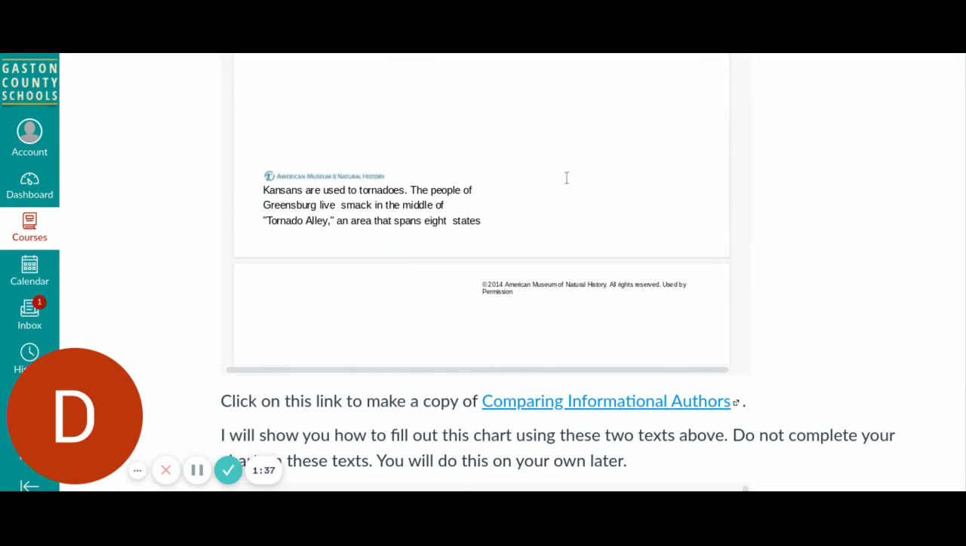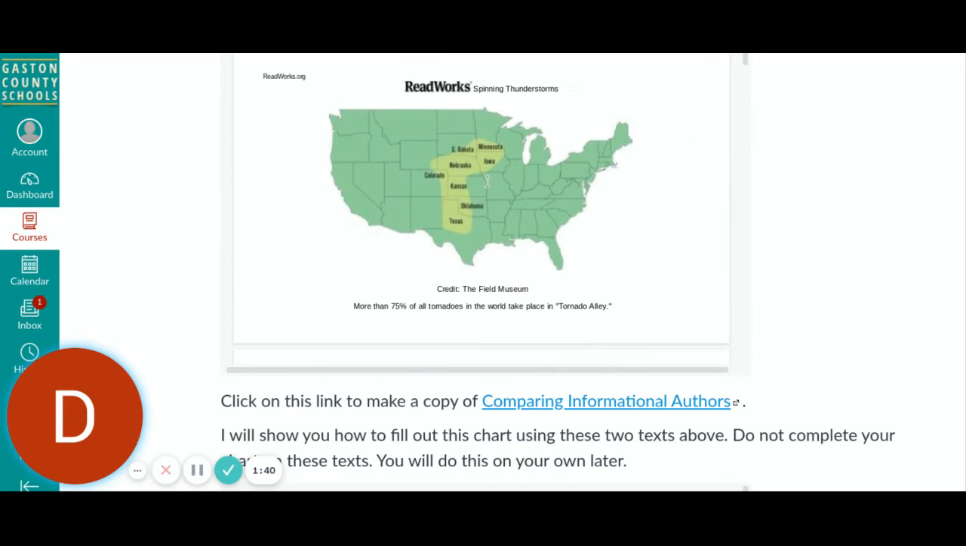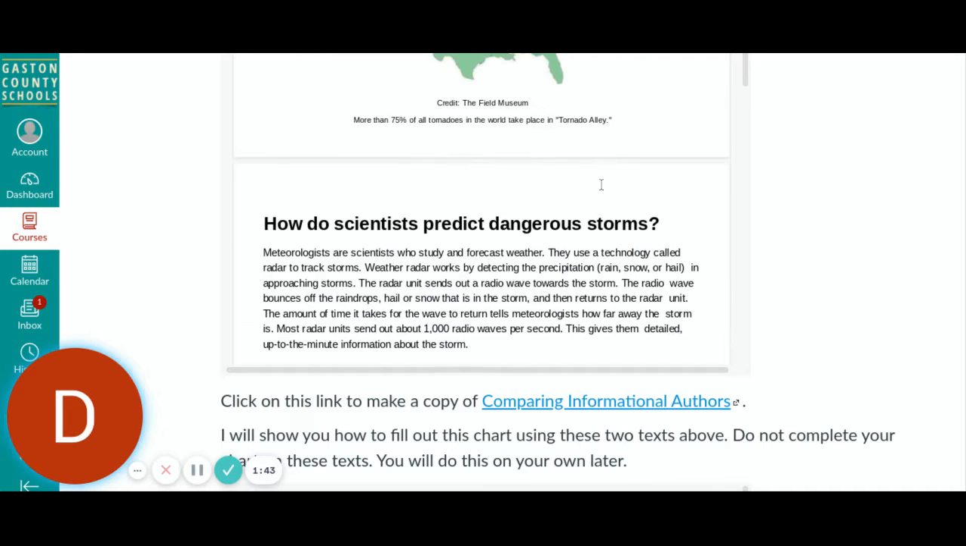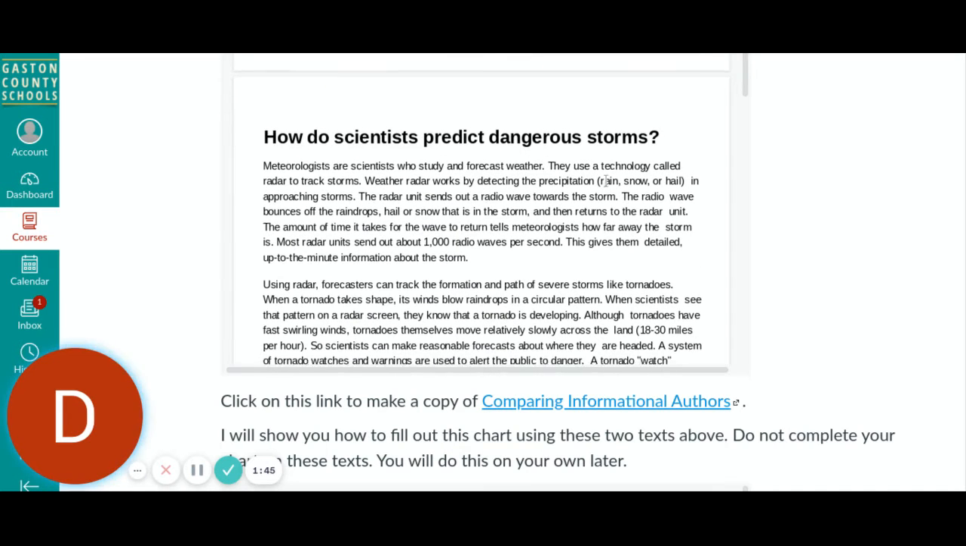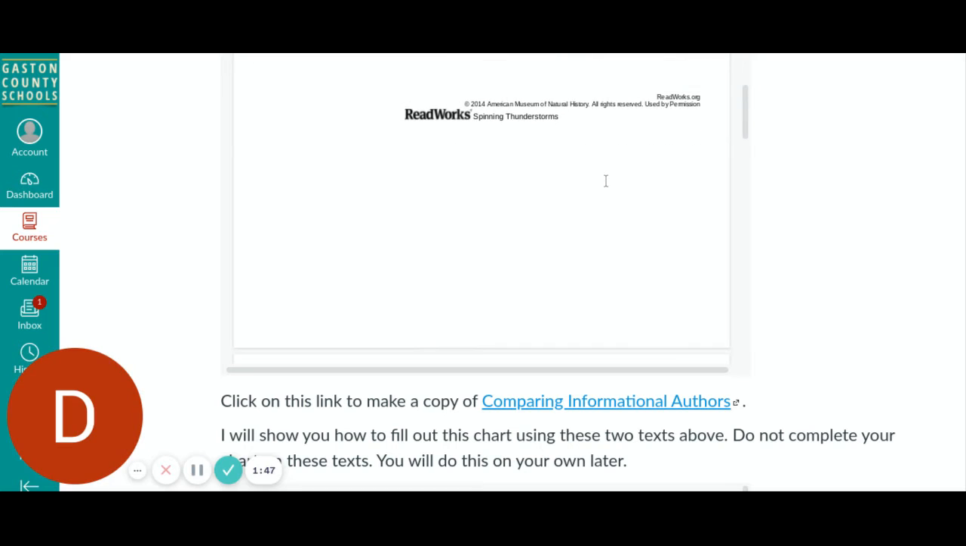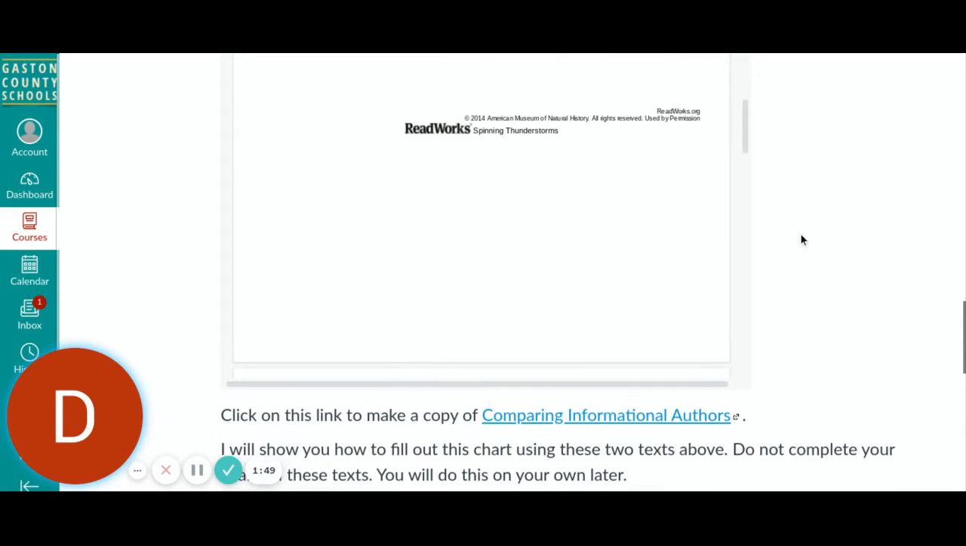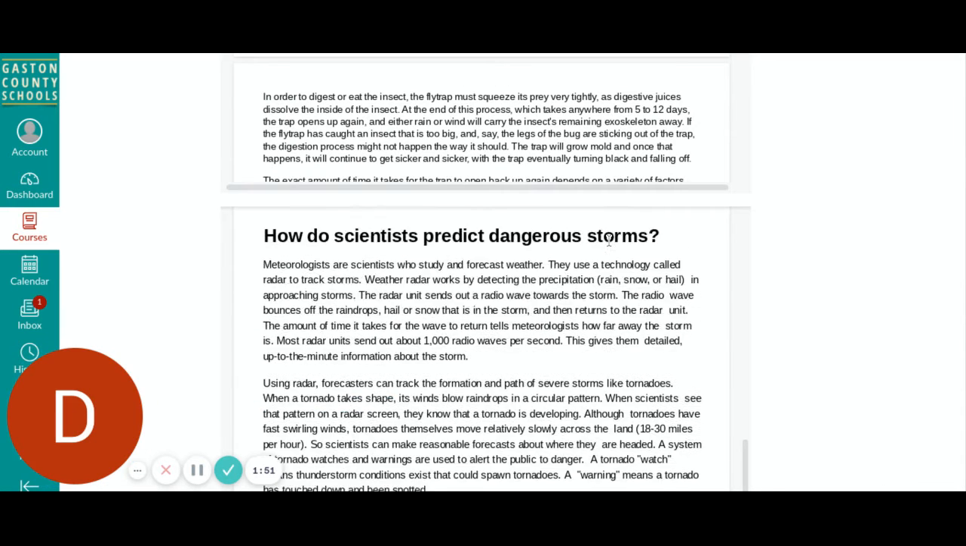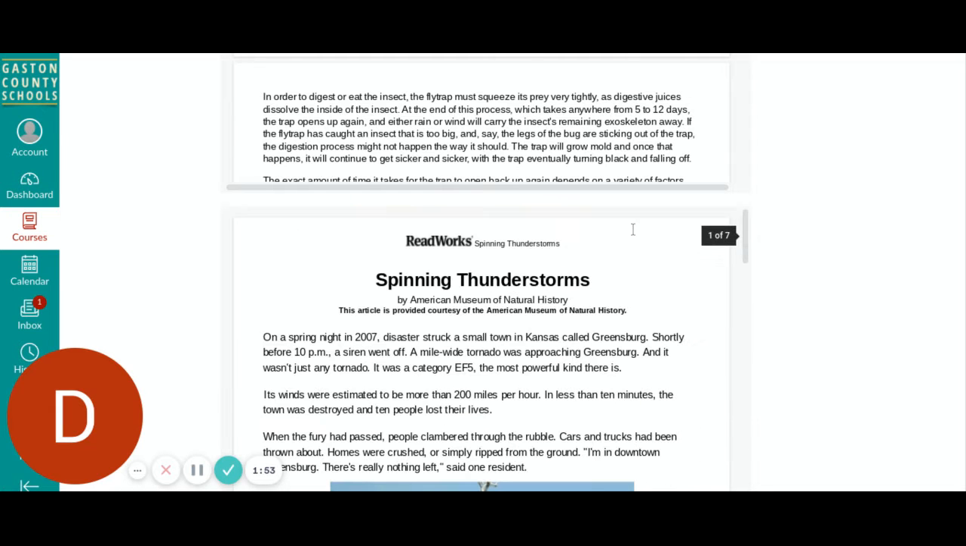I see, when I get down here farther, I see a map. They've included a map, which the Venus flytrap didn't do, and more headings. Okay, so they are different in that Spinning Thunderstorms has more text features than the Venus flytrap.